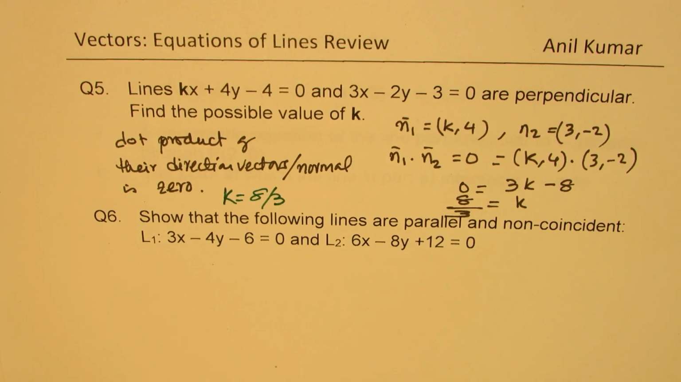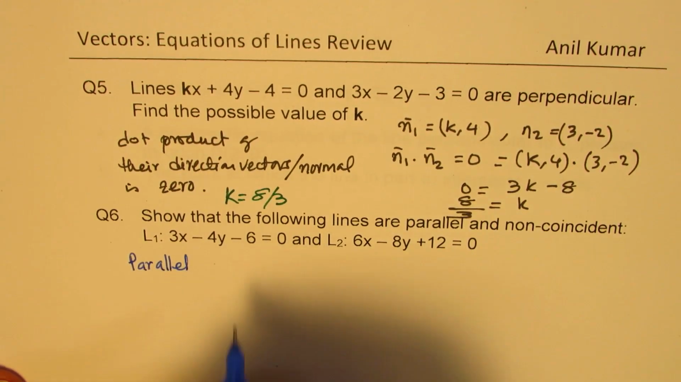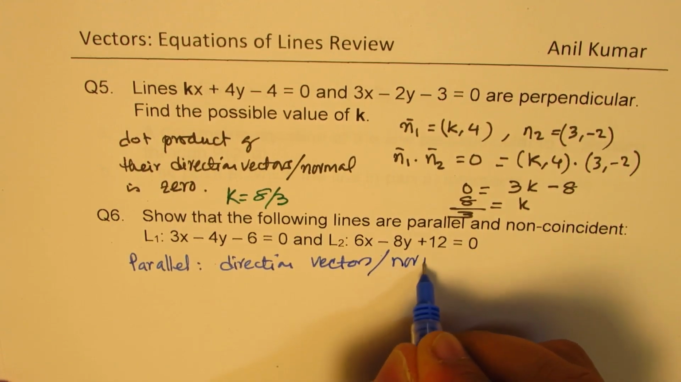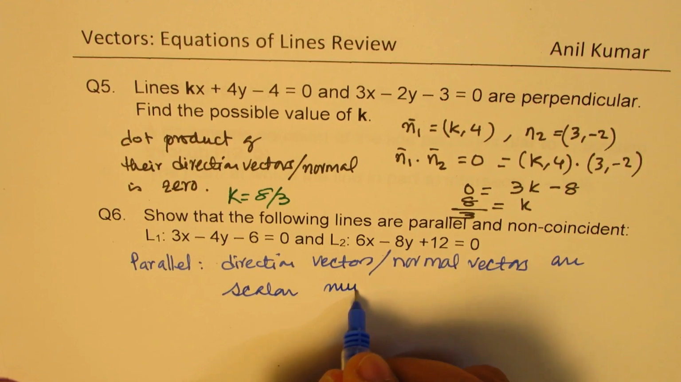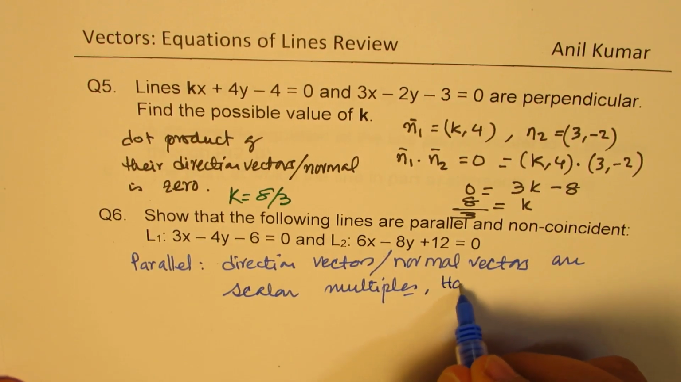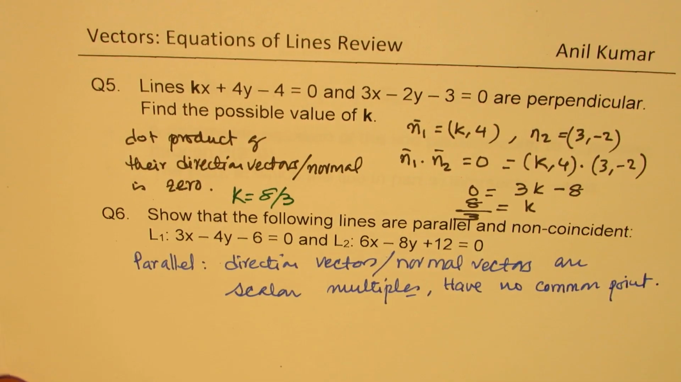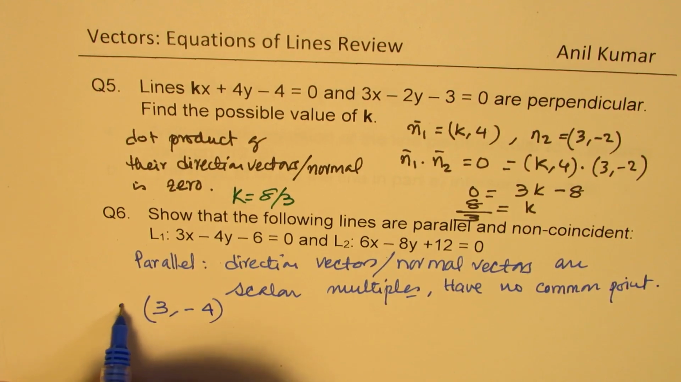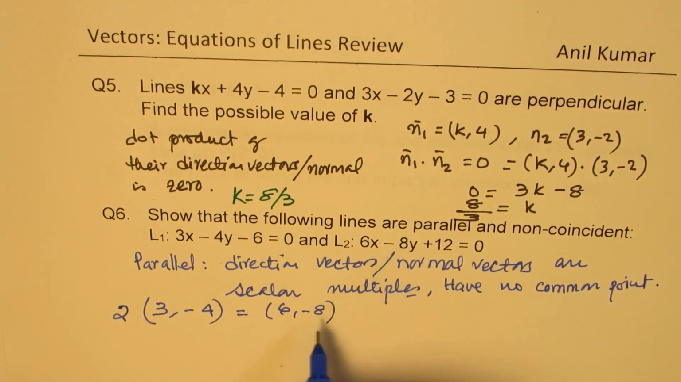Question number 6. Show that the following lines are parallel and non-coincident. So parallel means what? Parallel means direction vectors, or you can say normal vectors, are scalar multiples, right? So then they become parallel. And the second thing is they have no common points, right? That is kind of important. So we can check with their direction vectors. We know this is (3, -4). If I multiply this by 2, I do get (6, -8), right? So we see that's a scalar multiple. That means they are parallel.